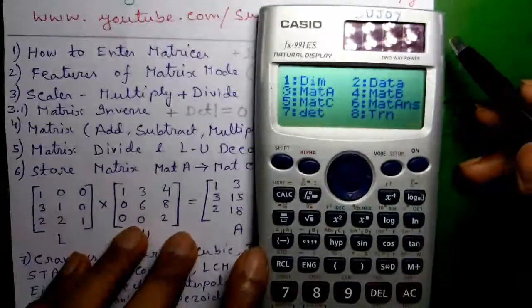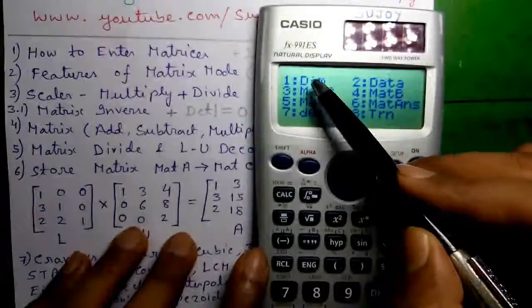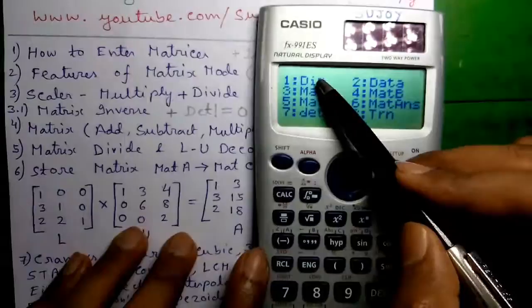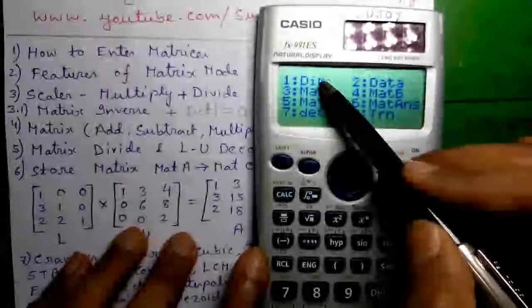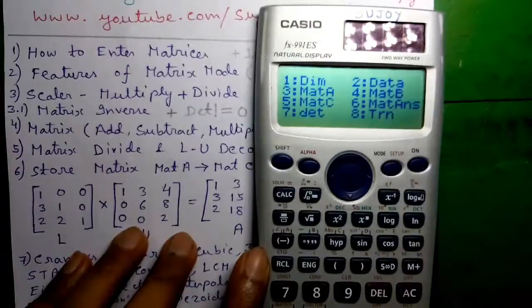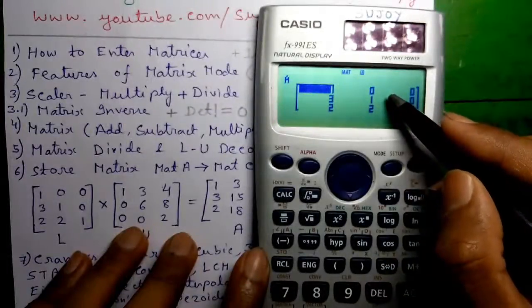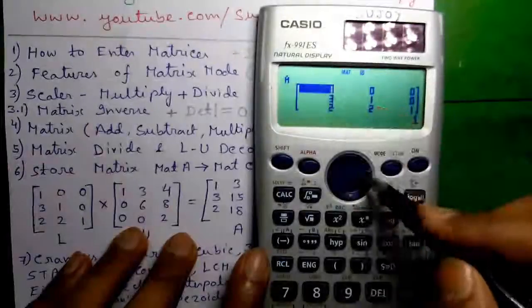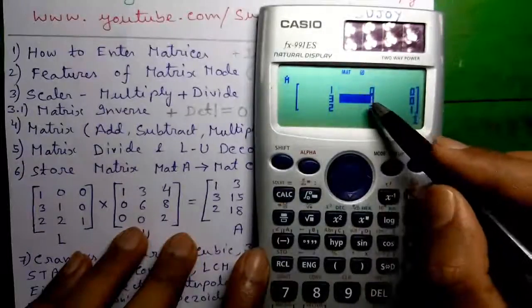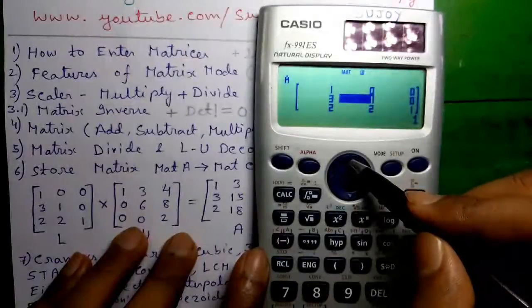And now let me give you a brief preview of all the features. So, by the dimension option, you can change the dimension of any existing matrices. By option 2 data, you can check the data entered and you can modify or correct them if needed. If you want to change any value, just move the cursor to that field and enter the new value and press equals to. The old value will get replaced.